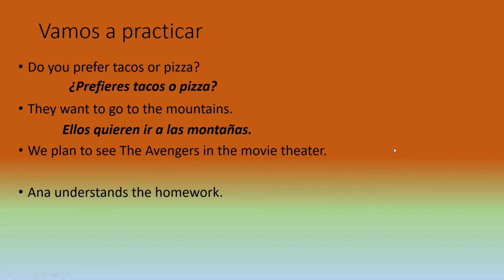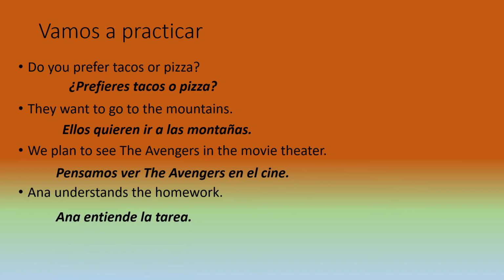All right. We plan to see the Avengers in the movie theater. Pensamos ver the Avengers en el cine. Remember, we plan. We does not stem change. Okay, we plan, pensamos. Ver is to see, so it doesn't get conjugated, and then the rest of your sentence. Ana understands the homework. Ana entiende la tarea. Entender is to understand. It is a stem changer, and it does stem change for Ana.